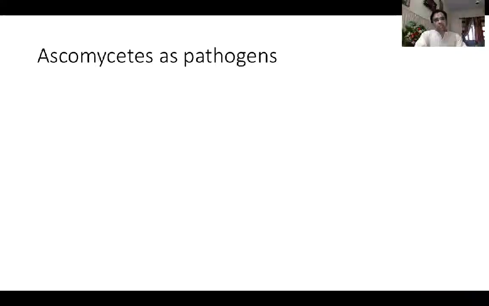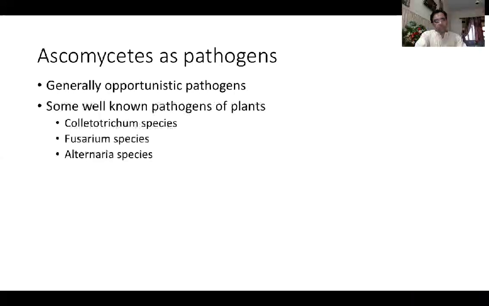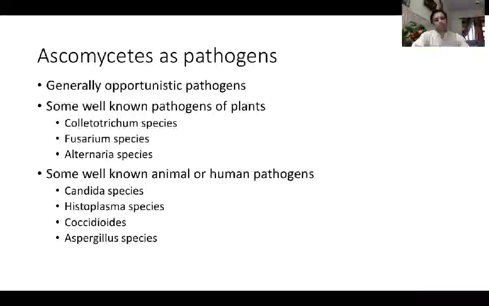Now, in this slide, we discuss Ascomycetes as pathogens. Generally, the fungi are opportunistic pathogens. Some of the well-known, notorious pathogens of plants are Colletotrichum species. They infect a very big diversity of plants. Similarly, Fusarium species are very dangerous pathogens of plants. They infect all kinds of vegetation. They can cause disease in roots, leaves, and all kinds of disease. They are caused by Fusarium. Similarly, Alternaria species. Then there are many examples of pathogens.